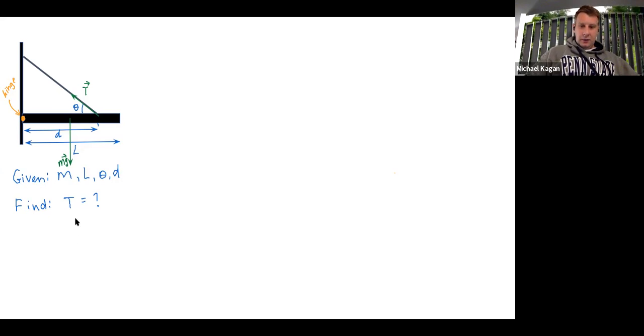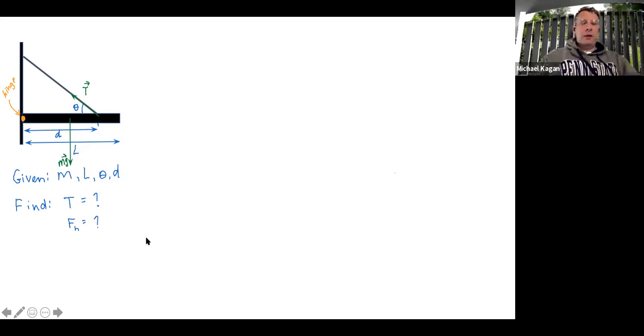But hinge forces can be anything. In fact, I want to put a second question here. I want us to find that hinge force. Okay, let's call it FH. And it's a vector, so we'll probably need to find both magnitude and direction.